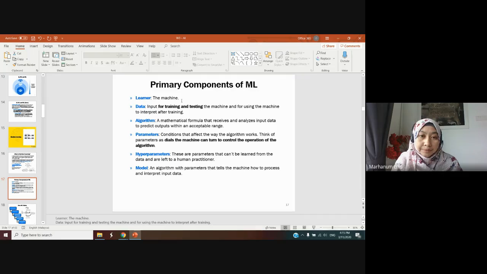So the machine learns how to search, how to interpret the keywords requested by us. They learn, they interpret, and they come up with an output. So a model and algorithm with parameters tell the machine how to process and interpret the input data. They will internally generate a model, not a model for us.